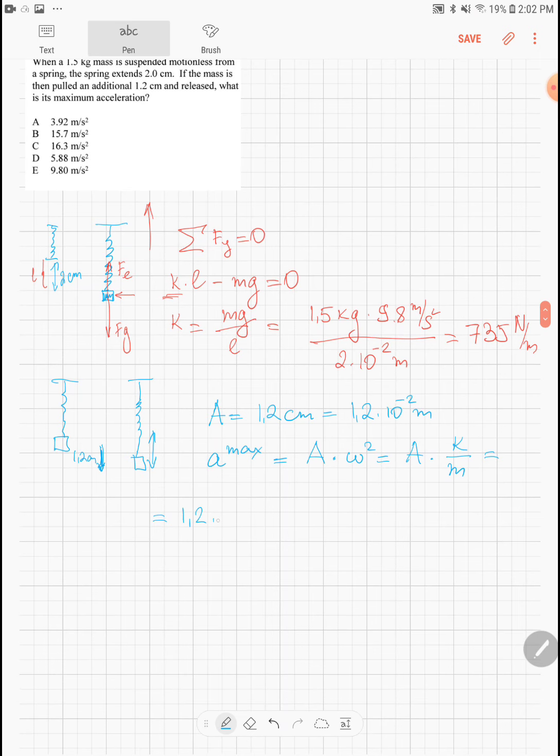It is 1.2 times 10 to the negative 2 meters times k, which is 735 newtons per meter, and everything is divided by the mass, which is 1.5 kilograms. And now we can do this calculation, to obtain 5.88 meters per second squared.